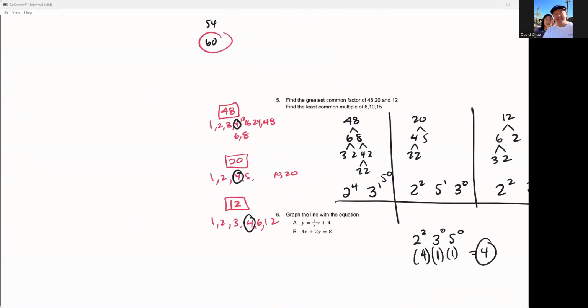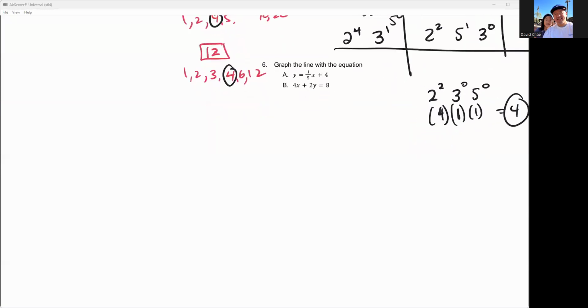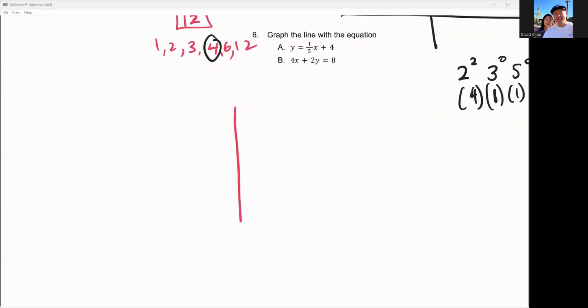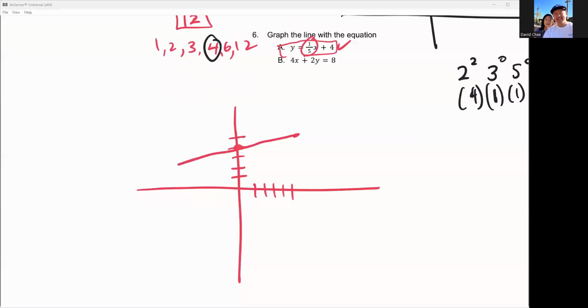Number 6. All right, you have a graph here. All right, you have this right here. Remember, what form is that in? What form is the y equals 1 over 5x plus 4 in? So slope-intercept form. So the 4 tells us the y-intercept, 1, 2, 3, 4. The 1 over 5 tells us the slope. So you go up 1 over 5. And that's your line. How many times have you guys done this? You guys have done this millions of times.